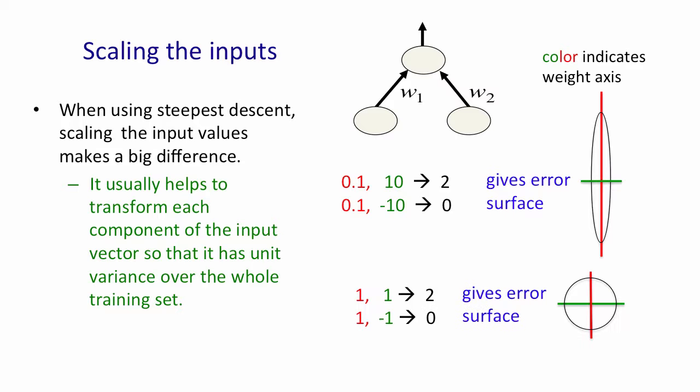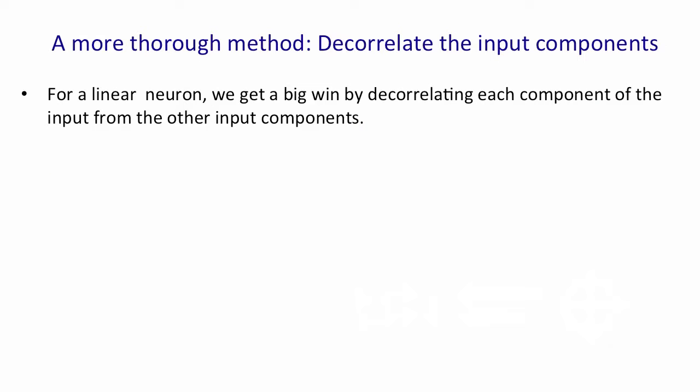If we simply change the variance of the inputs, just rescale them, make the first component 10 times as big and the second component 10 times as small, we now get a nice circular error surface. Shifting and scaling the inputs is a very simple thing to do.